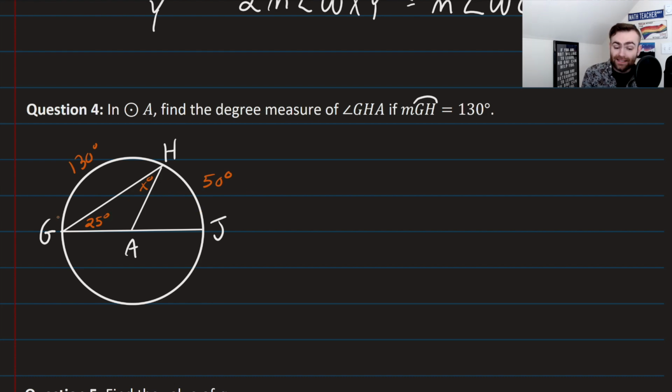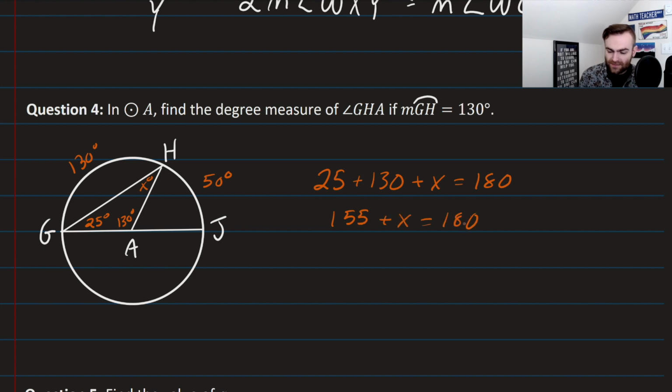So if the arc is 130, the central angle is also 130. Now I have a triangle. I know about triangles. The interior angles of a triangle sum to 180. So 25 plus 130 plus whatever x is should be equal to 180. Well, 25 and 130 make 155. And what do I need to add to 155 to get to 180?